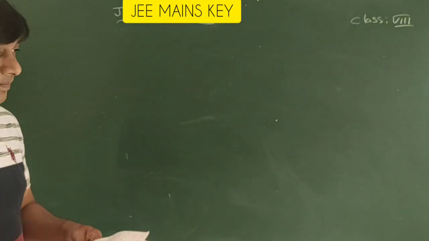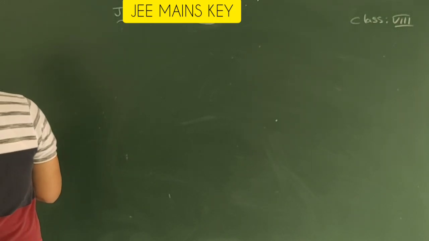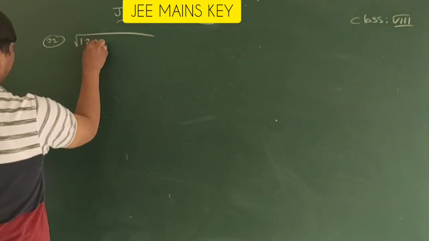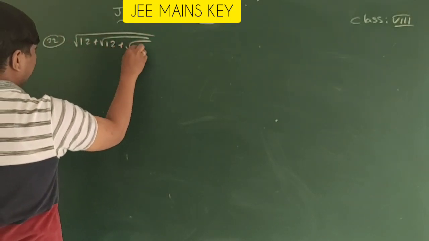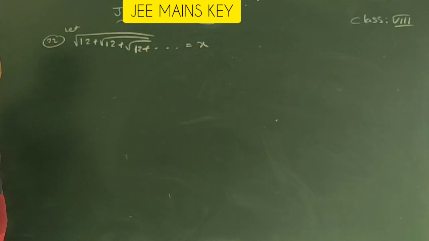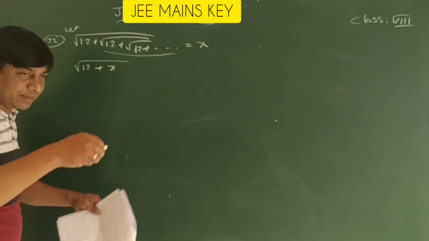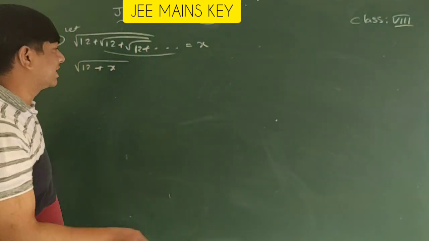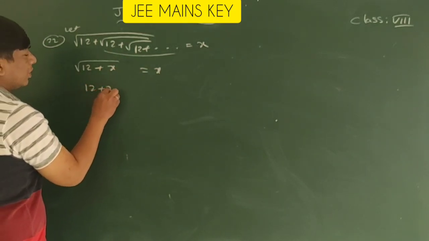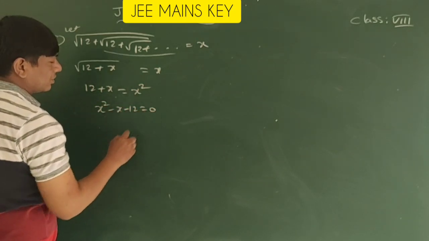And the next one is the 22nd question. Find the value of root of 12 plus root of 12 plus root of 12 plus, and so on. Let us assume that this total value is equal to x. Then root of 12 plus x, from here to here, infinite terms, is equal to x. Now squaring on both sides, 12 plus x is equal to x square. x square minus x minus 12 is equal to 0.